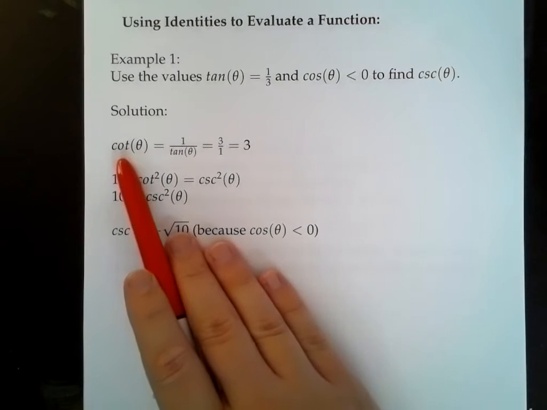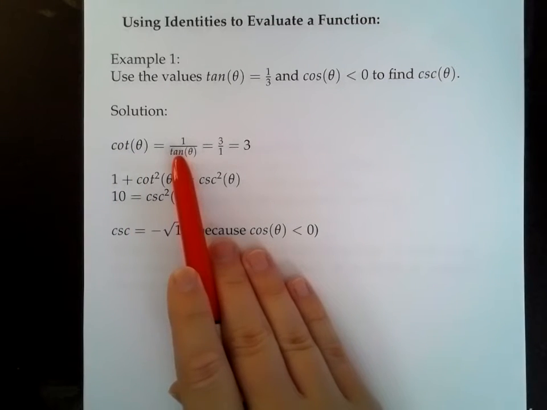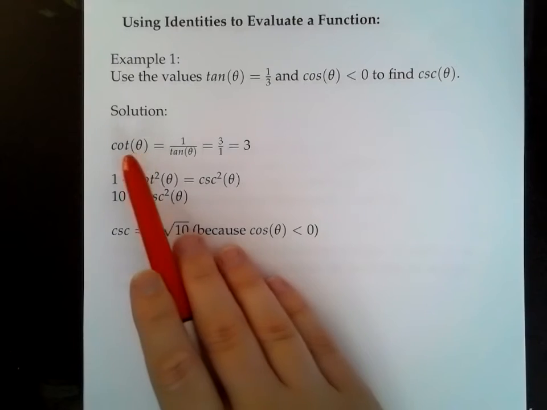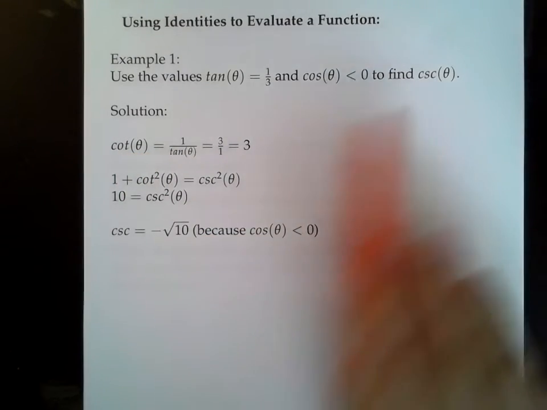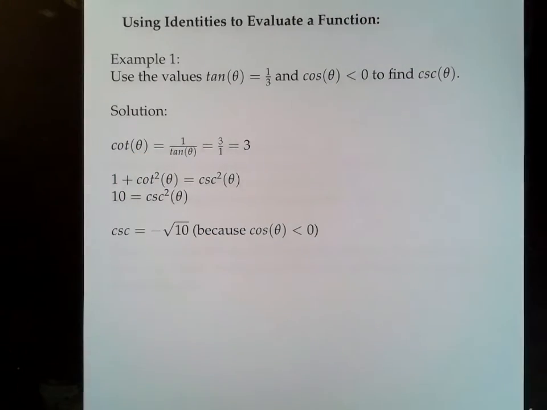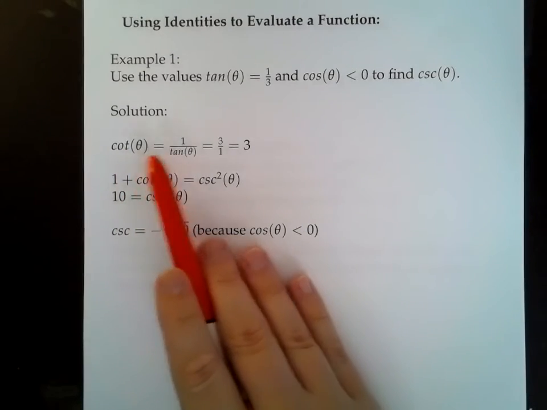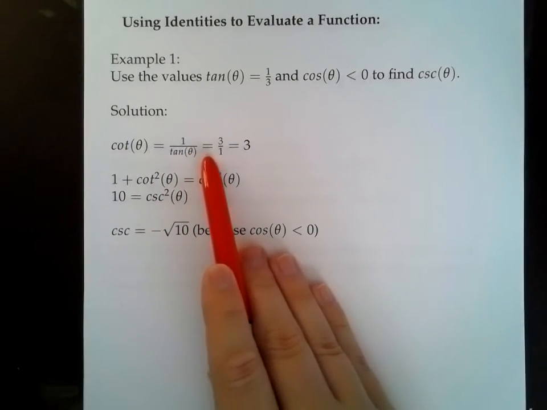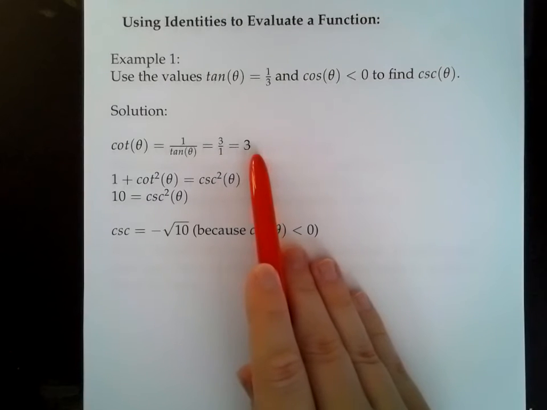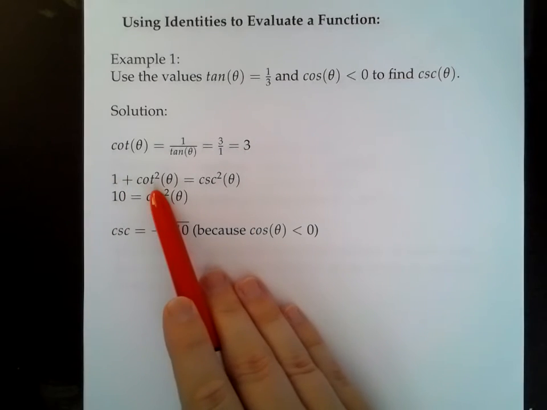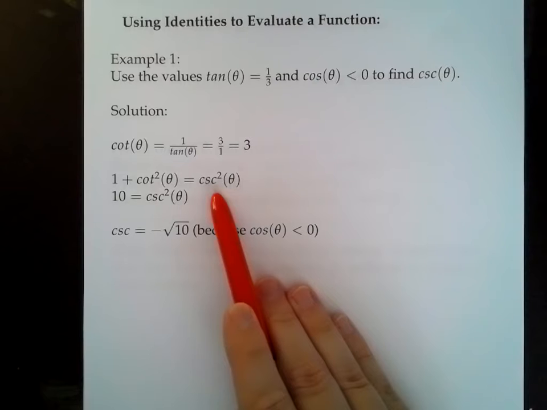So I know that cotangent is related to tangent, and then I know that based on a Pythagorean identity, given cotangent, I'm going to be able to find cosecant. So again, this is just one of those things that looking at those identities, this is maybe one of the most direct routes. And again, this isn't the only way, this is just one of the ways. So I know that cotangent of theta is equal to 1 over tangent of theta, which is equal to 3 over 1, or 3. So I'm going to get 1 plus cotangent squared is equal to cosecant squared.